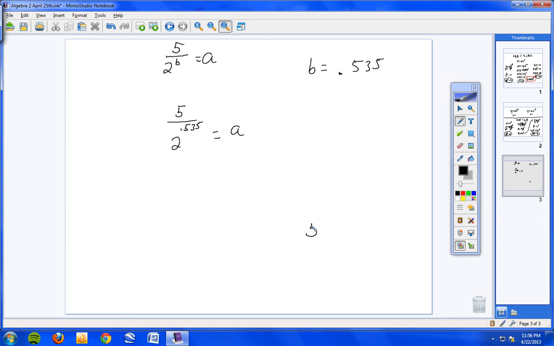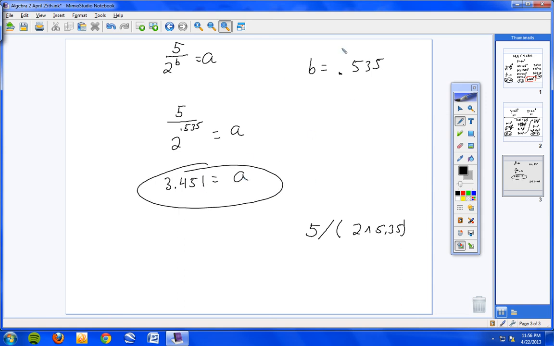It should be 5, then hit divide, and then I would hit a parenthesis, and I would hit 2 arrow 0.535, close your parentheses, and that will give you 3.451. 3.451 equals a. So now you know what a is. Now you know what b is.